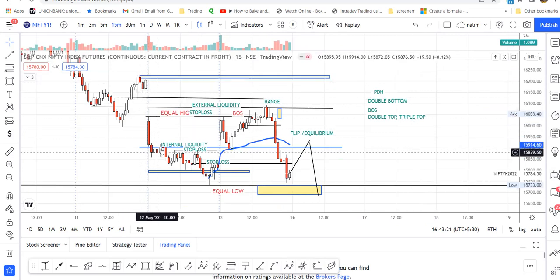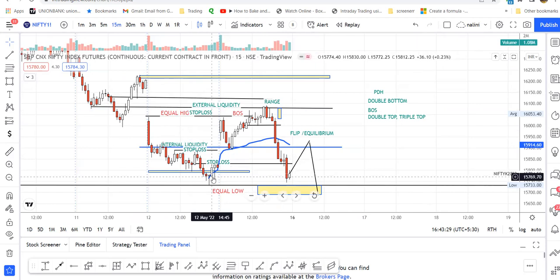After the gap down, they distributed among the retailers. Buyers and sellers are engaged, and what they will do is this: sellers will keep their stop losses above and buyers will keep their stop losses below, and all the liquidity will be grabbed and the price will move.